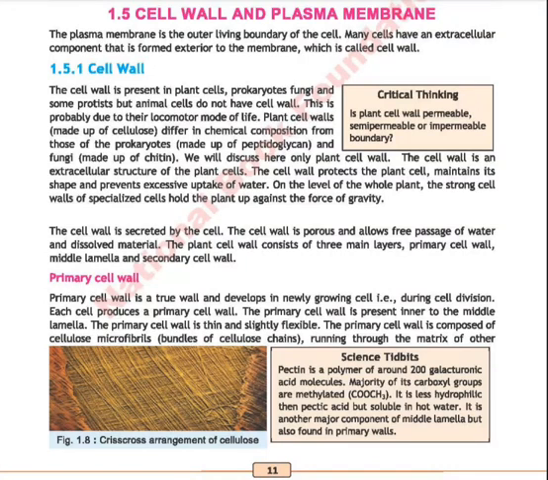Cell wall and plasma membrane. The plasma membrane is the outer living boundary of the cell. Many cells have an extracellular component that is formed exterior to the membrane, which is called a cell wall.